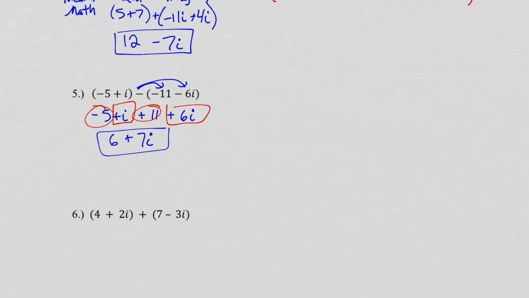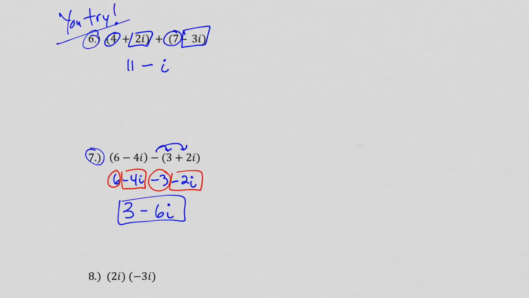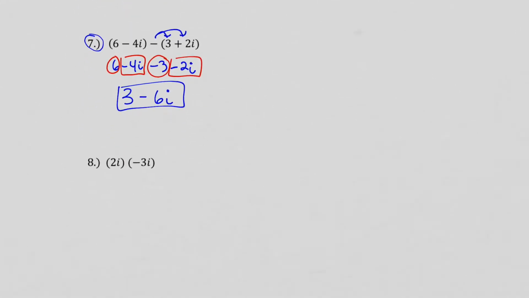Okay? So now you try. Go ahead and try on your own 6 and 7. Pause the video, see how you do, and then unpause it, and you will see the solution. All right, see you in a few minutes. All right. So hopefully you got 11 minus i for number 6 and 3 minus 6i for number 7. Okay. Feel free to pause it and check that out. We're going to move on.